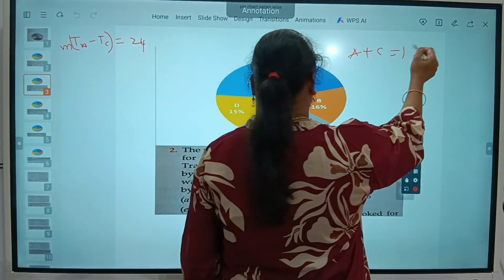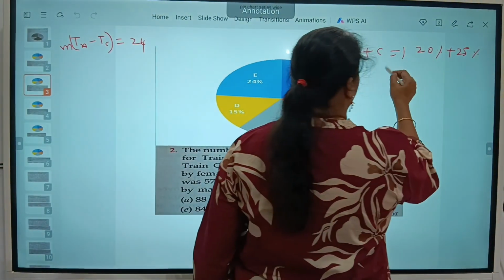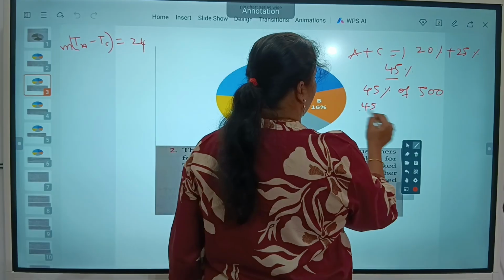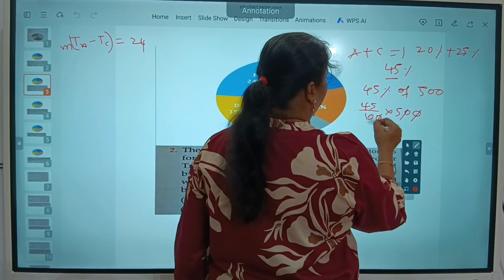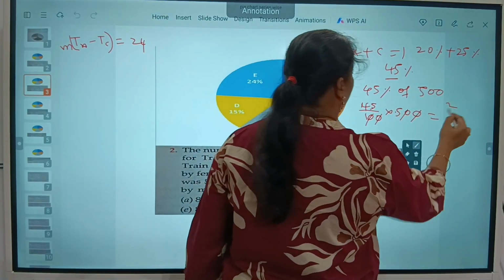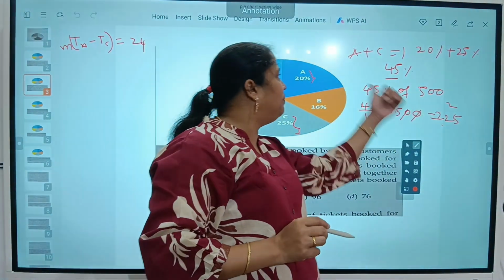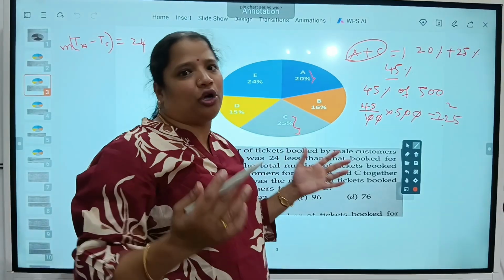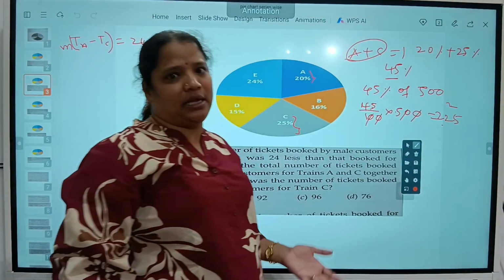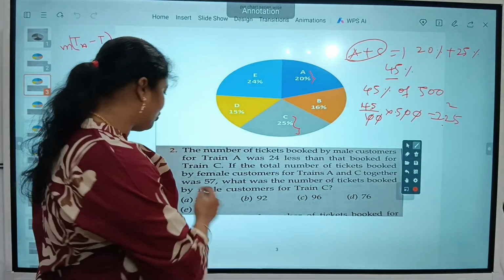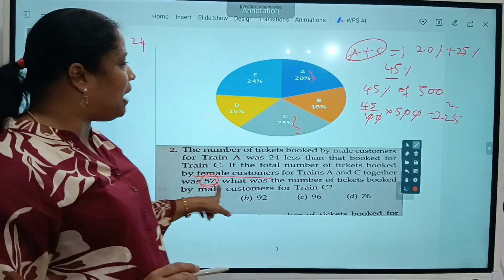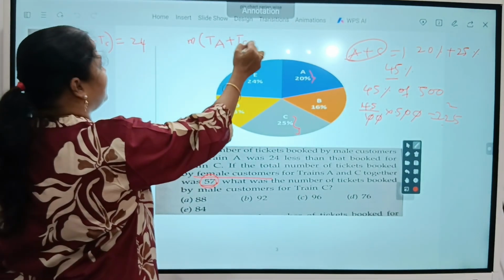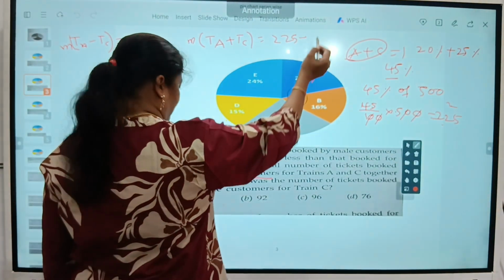In A and C, how many tickets are booked? A plus C, 20% plus 25%, it comes to 45%. This is 45% of 500, that is 45 by 100 into 500. 5 fives are 25, 5 fours are 20. So a total of 225 tickets were booked for trains A and C. This includes both female and male. Now we have to find how many males booked tickets. The total number of tickets booked by female customers was given as 57, and this we have to subtract from this value. So the total number of male customers in train A plus train C is 225 minus 57.